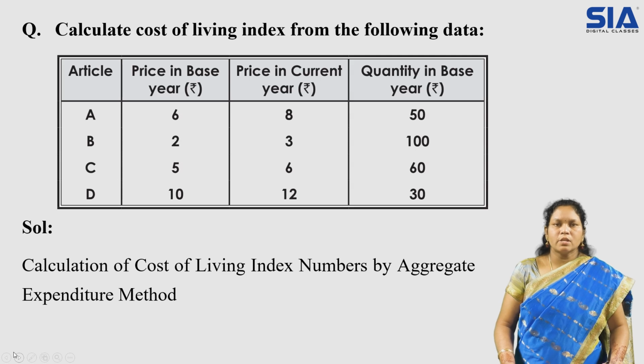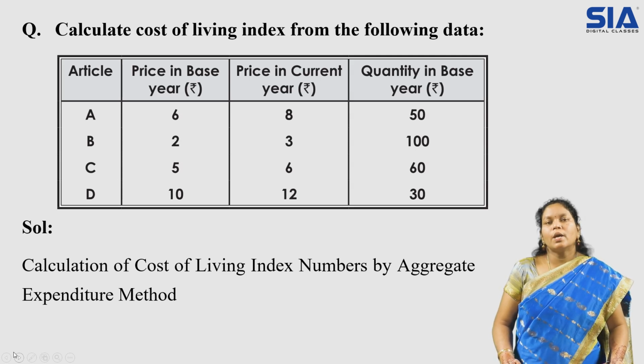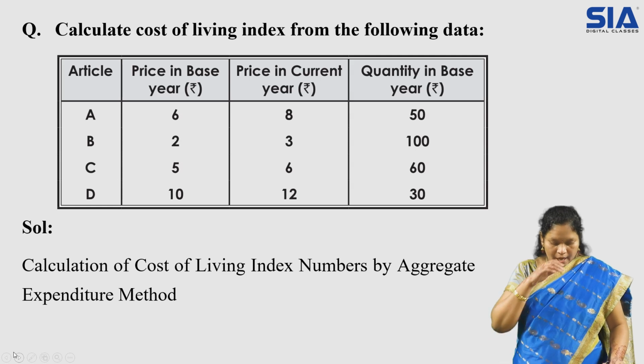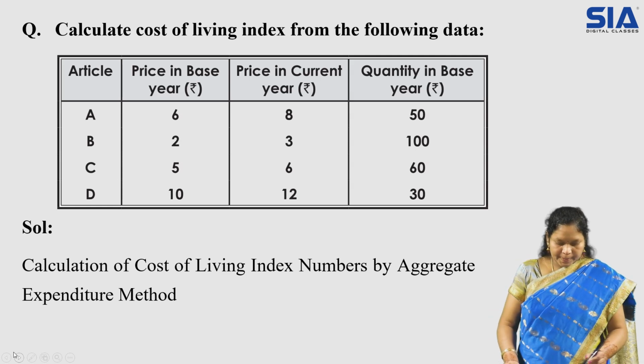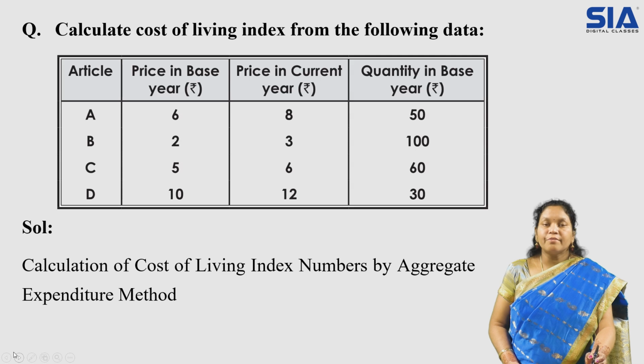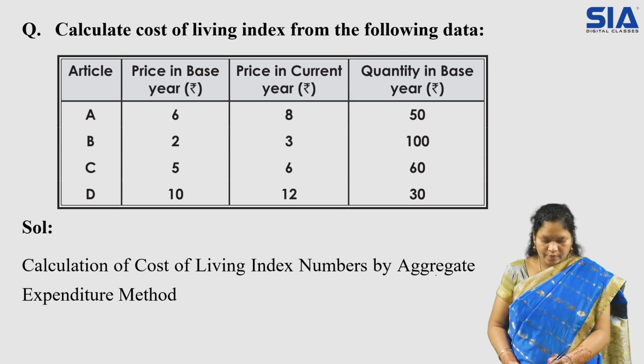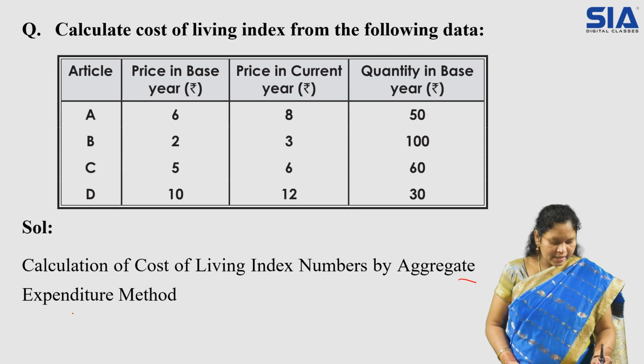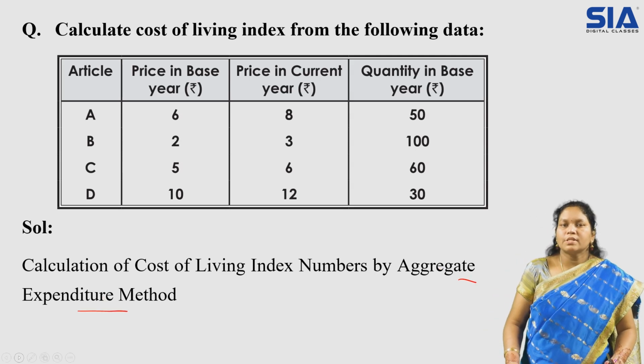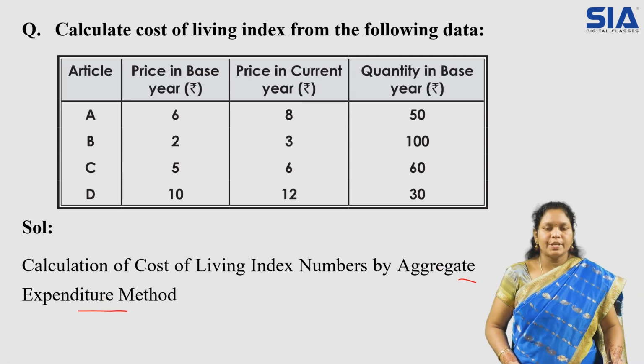So they will give us cost of living index. Whenever they ask like that, we have to do two methods under that. So this is the given data we have. Cost of living index numbers, we have two methods I said, right? The first method is calculation of cost of living index by the aggregate expenditure method.